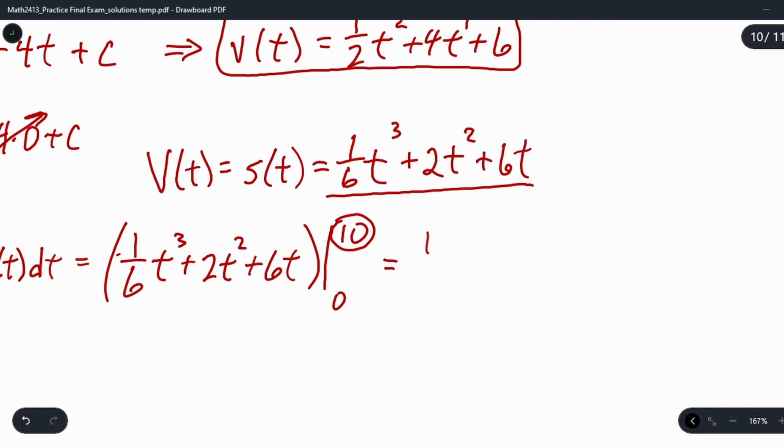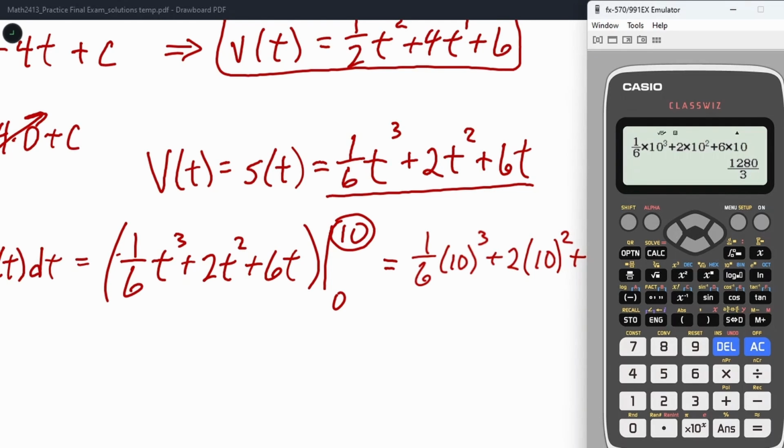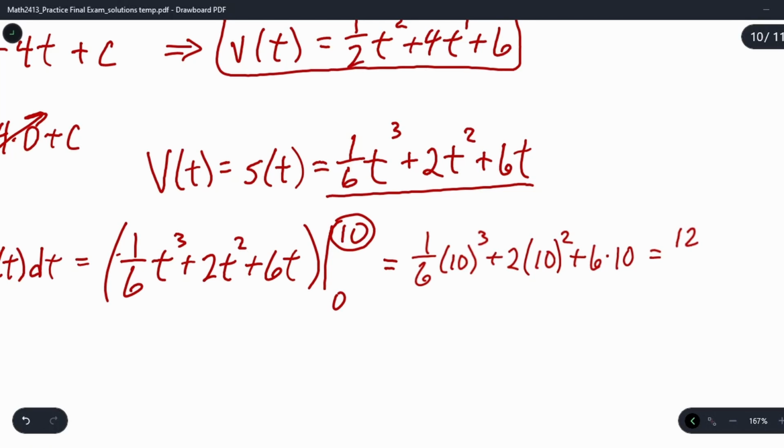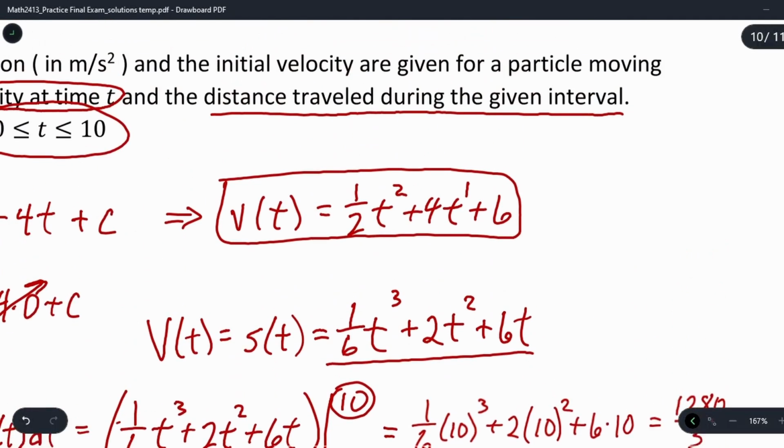So really all I need to calculate is this expression evaluated at 10. So that's going to give us 1/6 times 10 cubed plus 2 times 10 squared plus 6 times 10. And then if we evaluate that using our Casio, we're going to get 1280 over 3, which is approximately 426.7 rounded. So if they want the exact answer, that would be 1280 over 3, or approximately 426.7, whatever the instructions ask for.